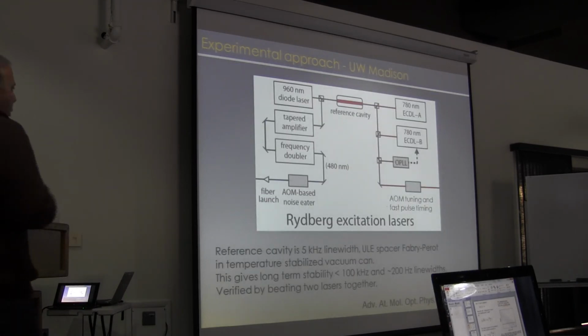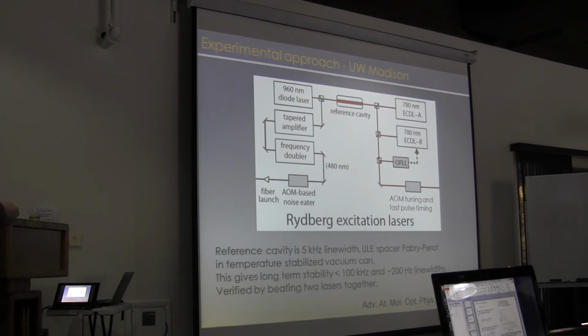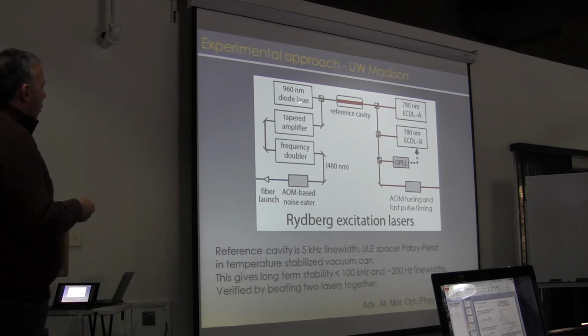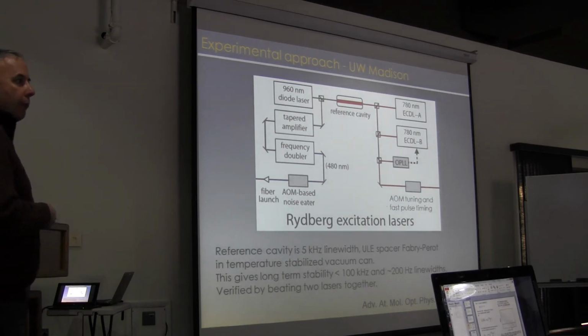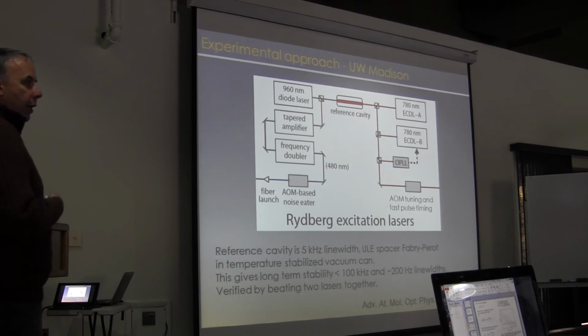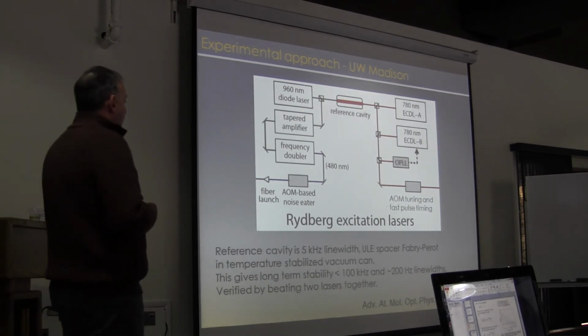Okay. The experimental approach that we use to get these high contrast oscillations relies on good stabilization of the lasers. So we have very high finesse optical reference cavities that are temperature stabilized and sitting in a vacuum. And these reference cavities have linewidths at both frequencies that we're using of about 5 kilohertz. And then the lasers are narrowed to a fraction of that linewidth, to several hundred hertz.